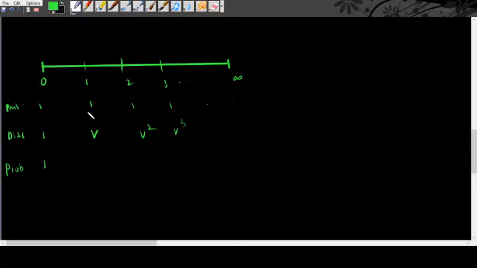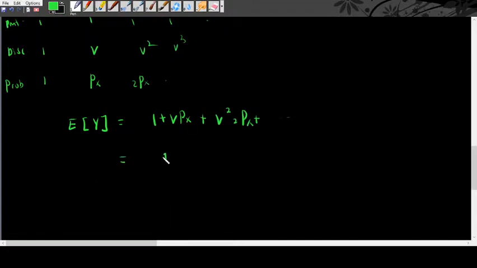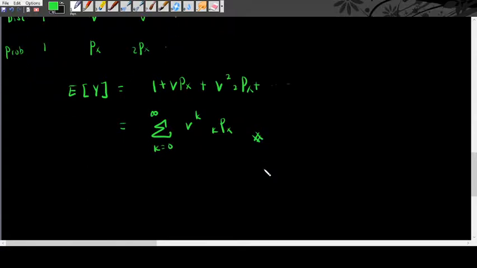Probability of this payment being made is px because he has to survive from here to here to make this payment, and probability of this payment being made would be 2px. He has to survive these 2 years to make this payment, and it will continue like that. So the expected value of this would be 1 plus v px plus v squared 2px and so on. If we want to rewrite it in simpler terms, this is equal to the summation from k equals 0 up until infinity of v to the power of k times kpx. Okay, this is for the annuity due.